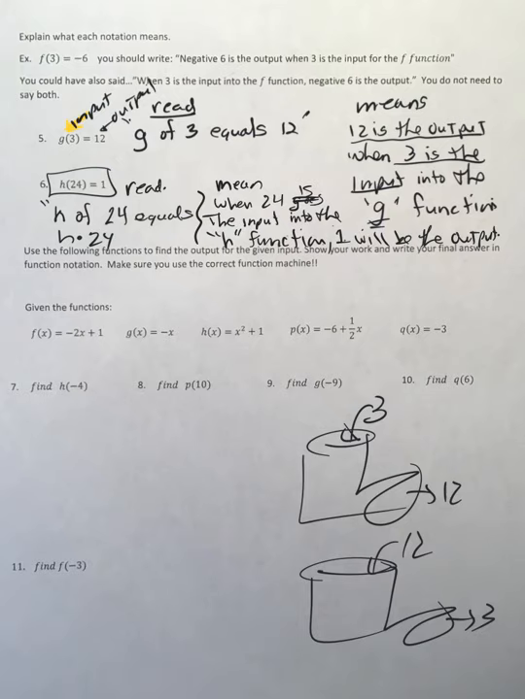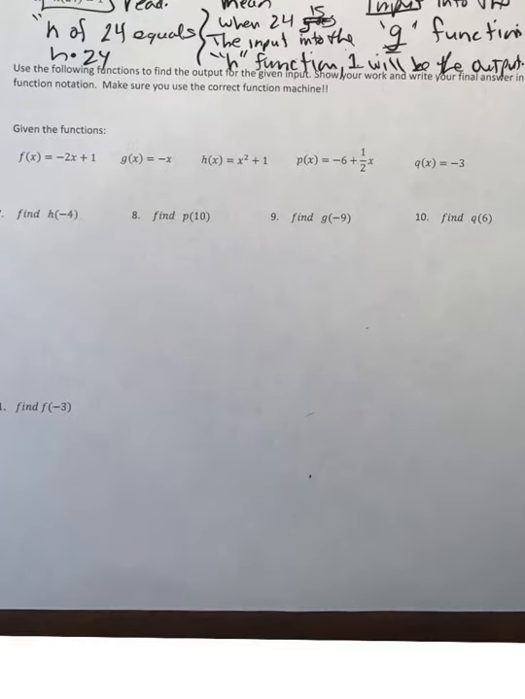Okay, so let's look at the other questions. Let's look at the directions. It says use the following functions to find the output. So we're going to find the output given the input. Show your work and write your final answer in function notation. So your final answer has to be written in what's called function notation. Make sure you use the correct function machine.